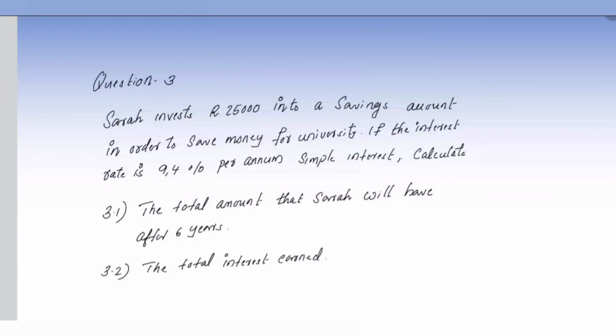Alright guys, now we move to the next question. What is this question saying? Sarah invests R25,000 into a savings account in order to save money for university. If the interest rate is 9.4% per annum, simple interest, calculate 3.1, the total amount that Sarah will have after 6 years, and 3.2 is the total interest earned. Guys, please pause this video and try this question by yourself and comment the answer if possible.